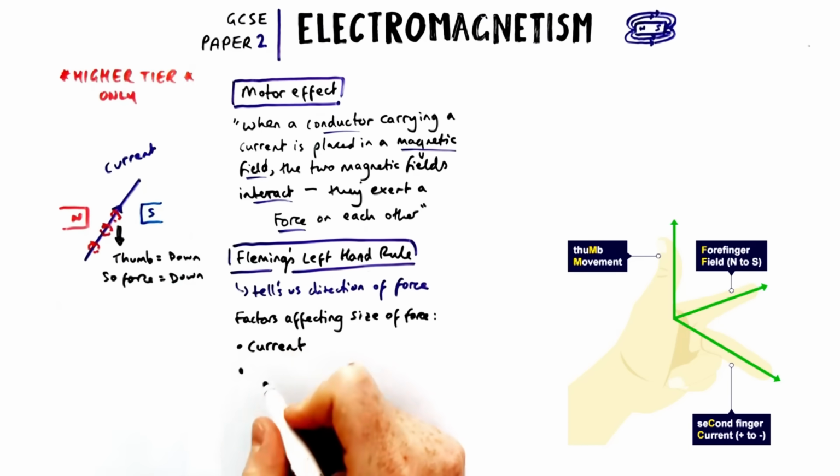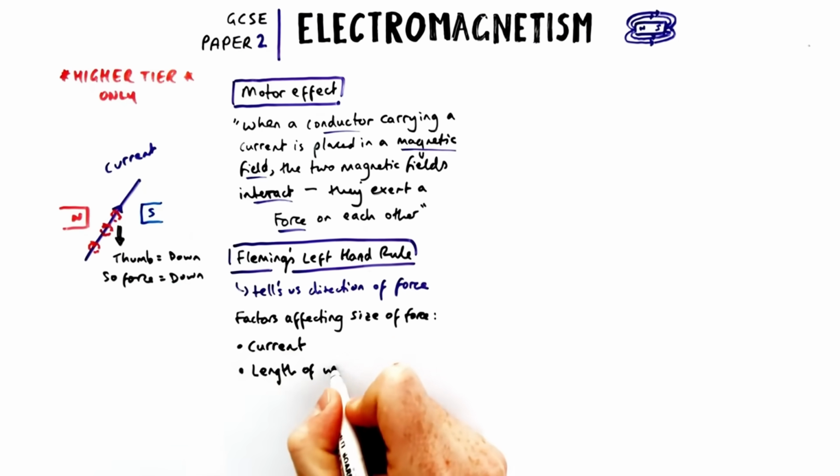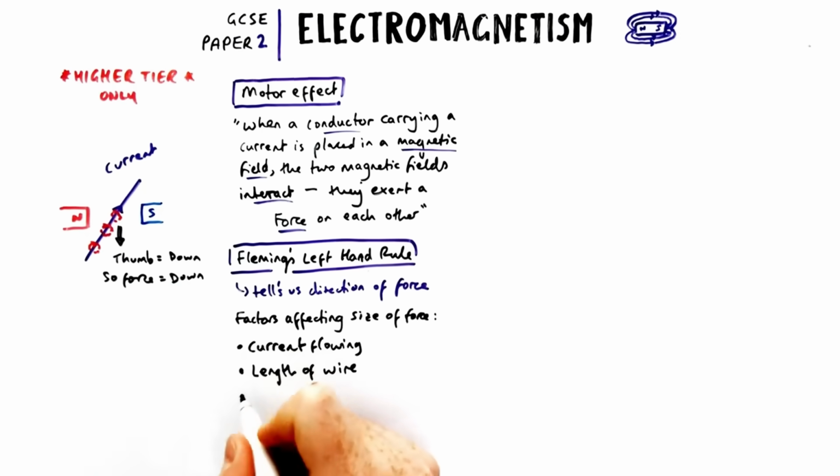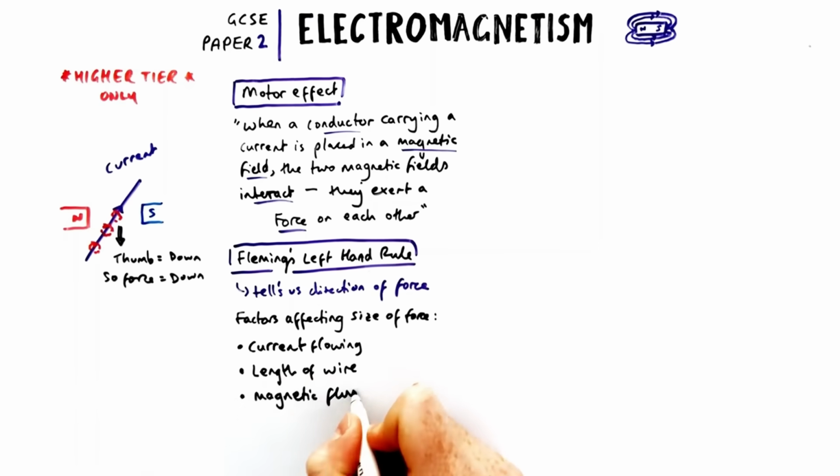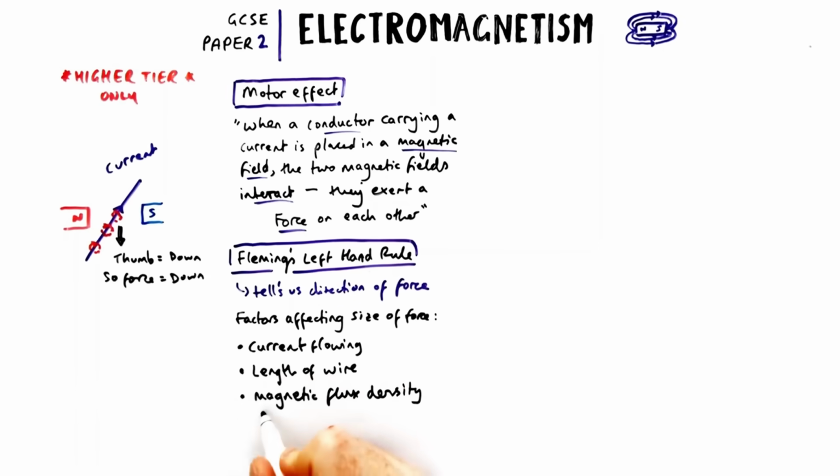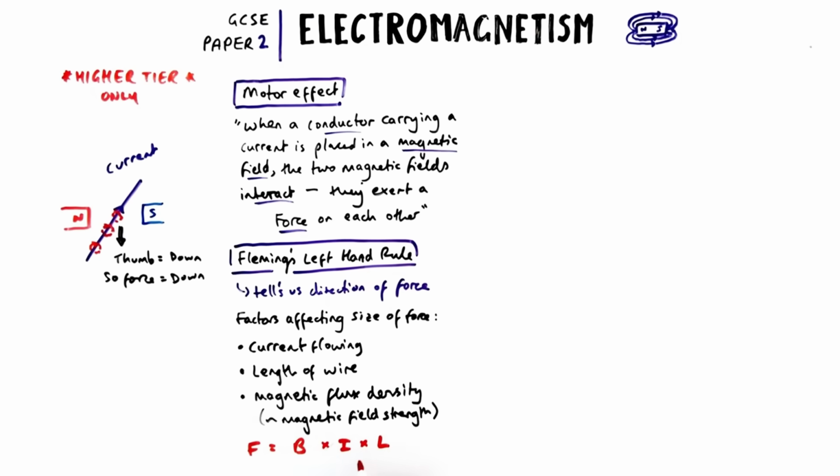Factors affecting the size of the force in the motor effect are as follows. They're affected by the current flowing, by the length of the wire, and something called the magnetic flux density, which is essentially the same thing as magnetic field strength. If I was to reverse any of these factors, the force would also reverse. Now, the equation that governs the motor effect encompasses all these factors. So the force is equal to B times I times L.